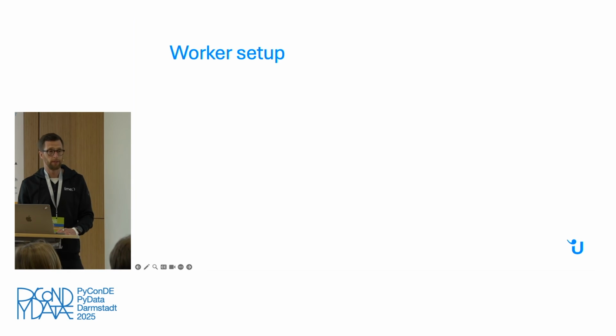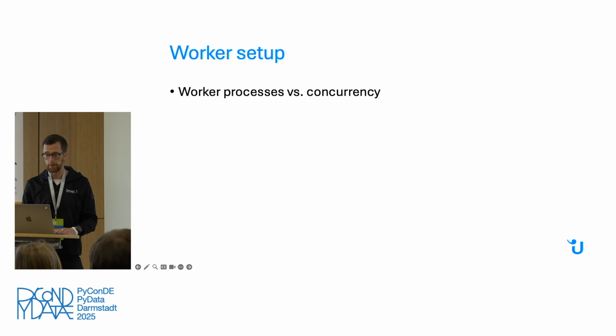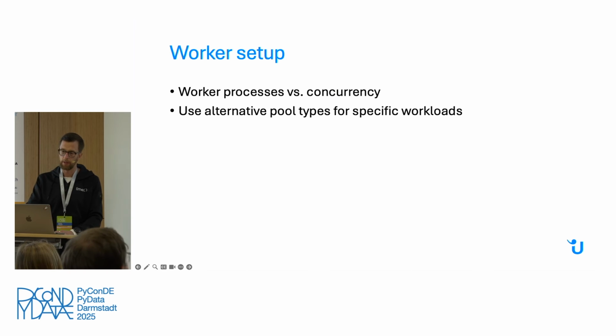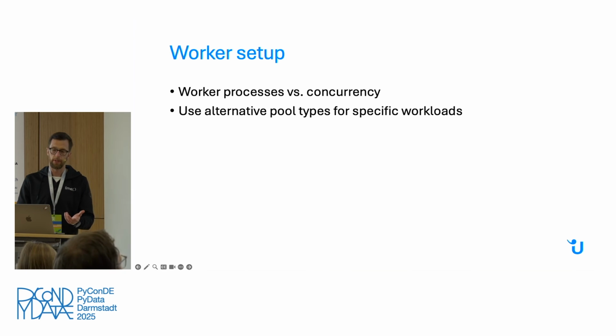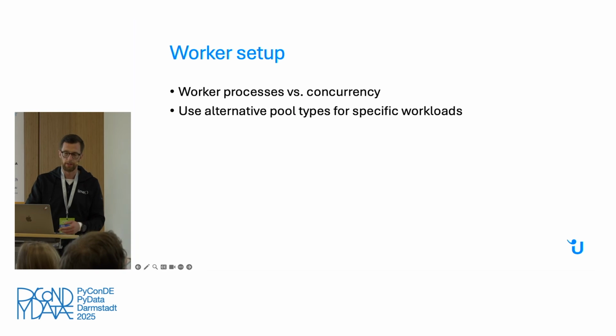The next thing you can play with is your worker setup. With Celery workers, you have to understand that there are worker processes and there is the concurrency of each worker process, so how many tasks each worker process can execute in parallel. And then you can also have different pool types for these workers, which defines how the tasks are actually executed in parallel.